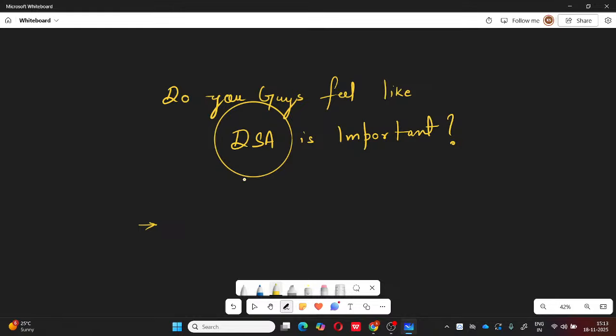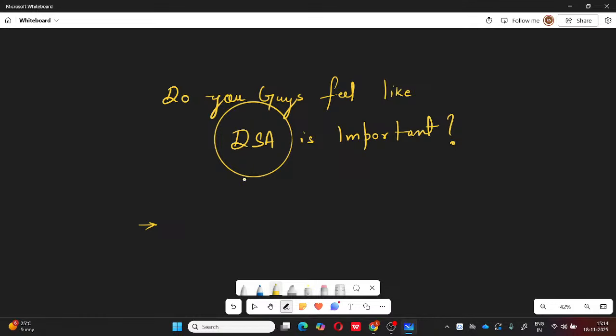Right? So why do you guys feel that DSA is important? Why do you want to learn it in the first place? A little bit of dedication for sure is required. The first thing that should be very clear, right? Before starting the session, there should be a little bit of rapport established between you people and me. So that's why I'm asking these general questions.